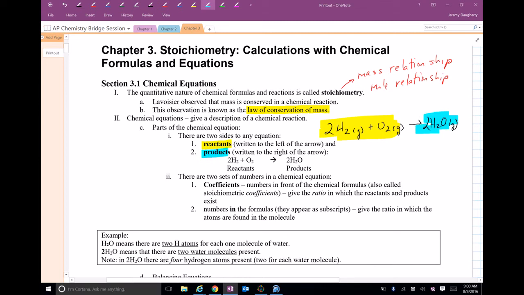And then we have the coefficients. Of course, we don't write ones. Anything greater than 1 we write. So these are the coefficients. And the coefficients can be, if it's gases, volume. It can also be moles. It can also be molecules or atoms. Okay.